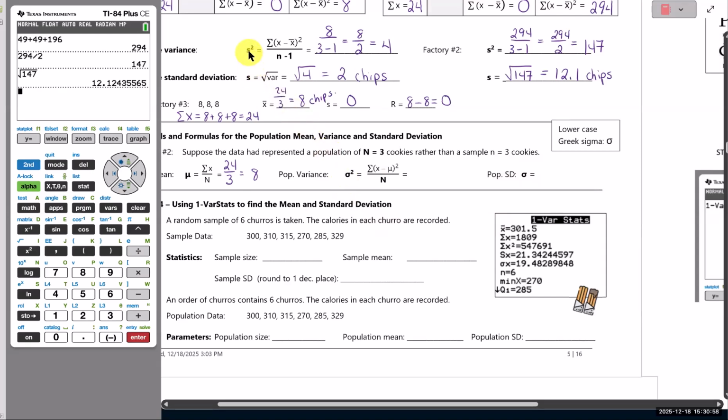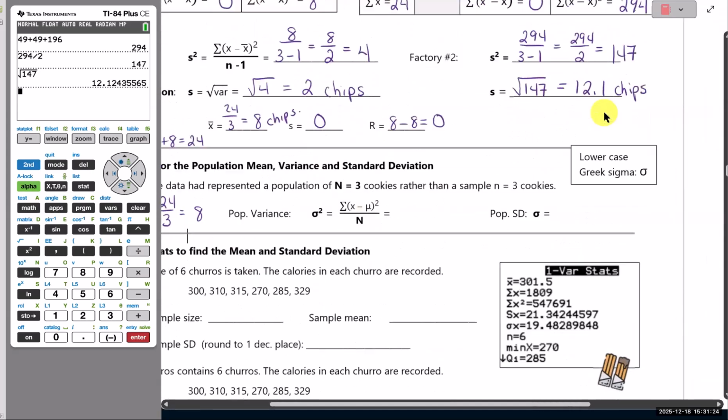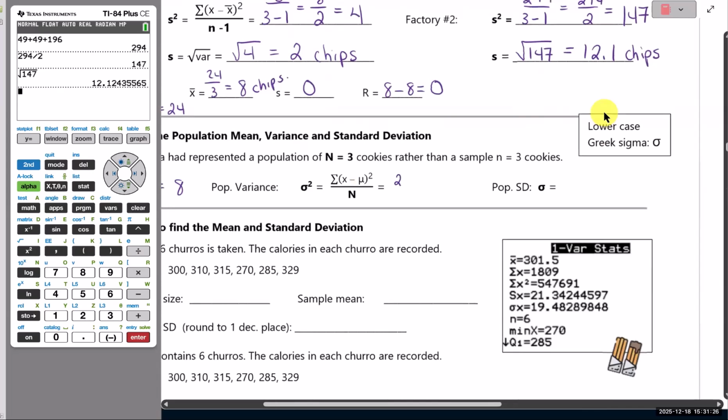So instead of s squared, population variance is sigma squared. And notice the numerator, the math is still going to be the same. The only difference is instead of seeing an x bar in the formula, it's a mu for the mean. But the column will still end up being 294. So these symbols at the top might be different, but you're still going to get 294 when you add the squared deviations. So that's still 294.